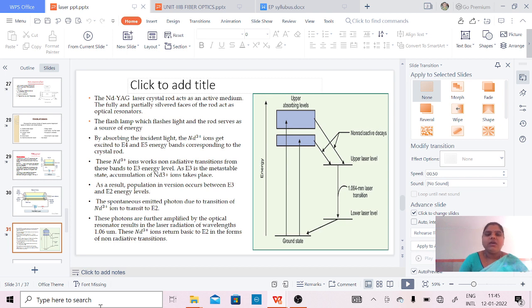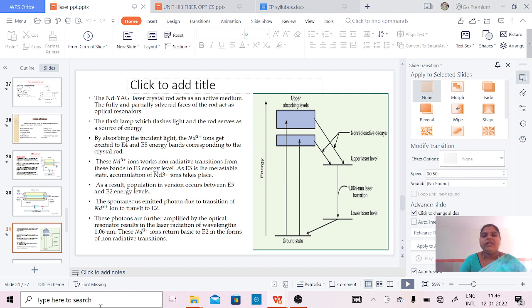Let us see the working of the Nd:YAG laser. All this process is done within the active medium only. The Nd:YAG crystal rod acts as the active medium. The fully and partially silvered faces of the rod act as optical resonators. The flash lamp, which flashes light, serves as the source of energy. So we are using two rods: one is the Nd:YAG crystal rod and the other is the krypton flash lamp.